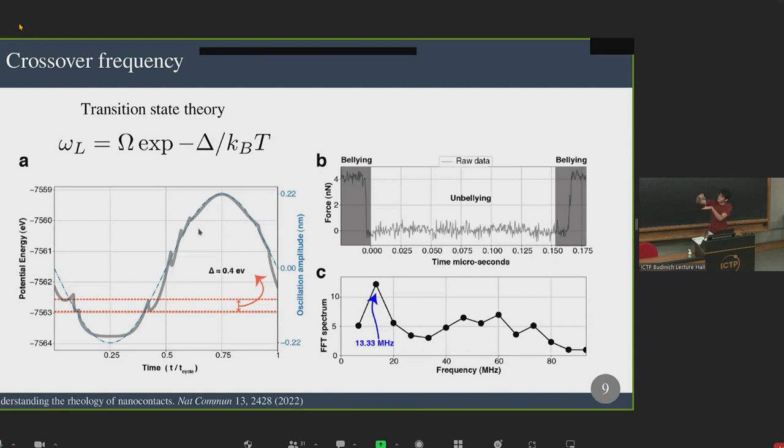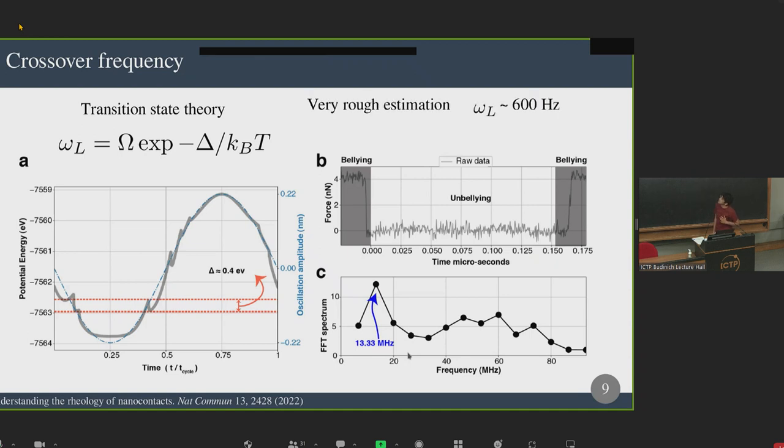And then we simulated for a long time. Then there are some attempts to unbelly this system. What we did, we used Fourier transform to analyze the signal in this unbellying regime. And we got some attempt frequency, like 10 megahertz.